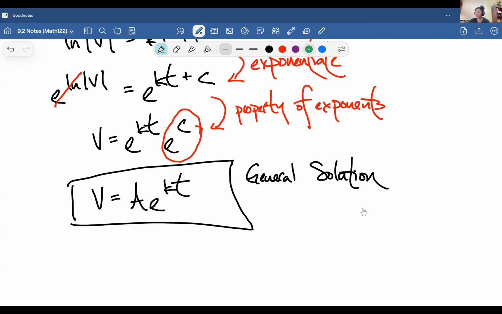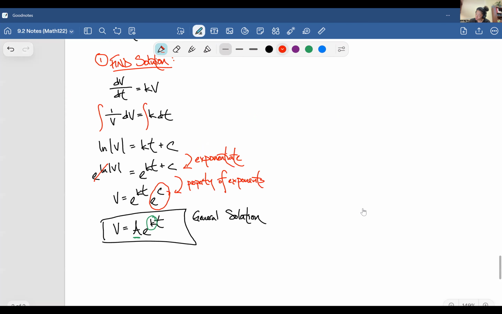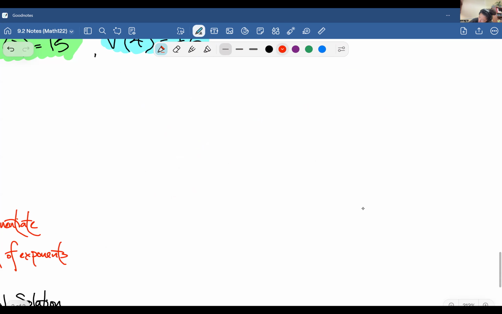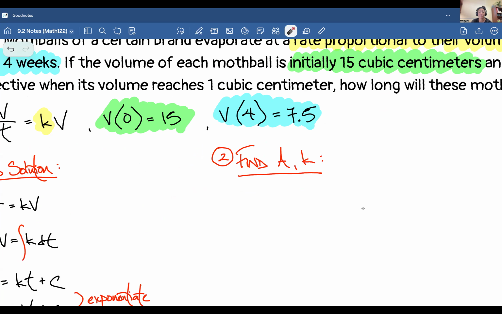But what we still need to do is find a number for A and a number for K. Once we find our numbers for A and K, that will help us find the T number that we're interested in at the end of the day. Okay? So let's go ahead and do our step 2 where we find our A and our K values. At this point, it's going to require a lot of substitution. We're going to be using this green and blue highlighted information to help us find our A value and our K value.